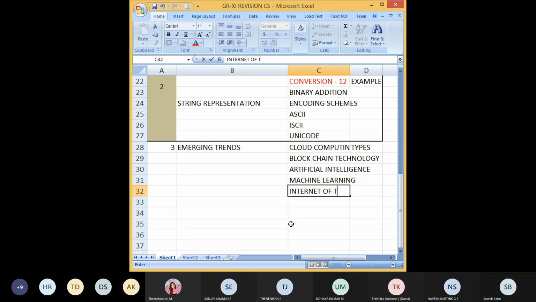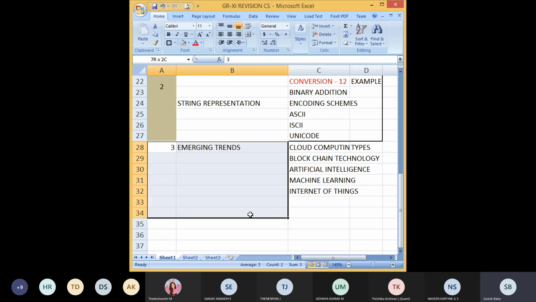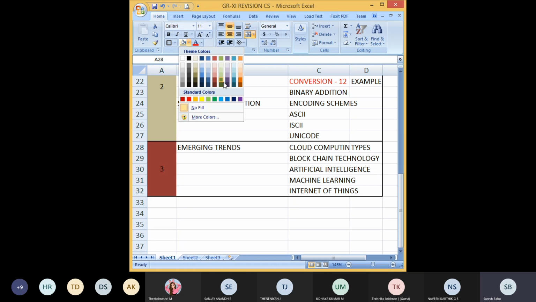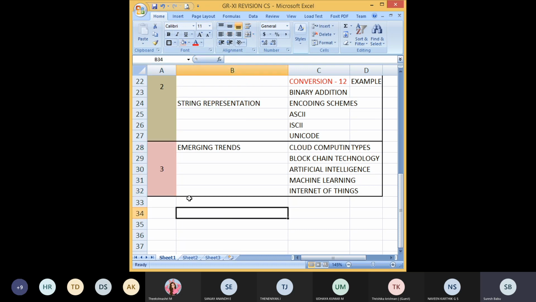Then the last topic is IoT, that is Internet of Things. Internet of Things means all the things are connected together through the internet. Even the devices in the home are connected through the internet. That is the concept of IoT. This is a future technology. When India gets 5G technology, definitely IoT will be implemented in everyone's home. So you should know about these things.